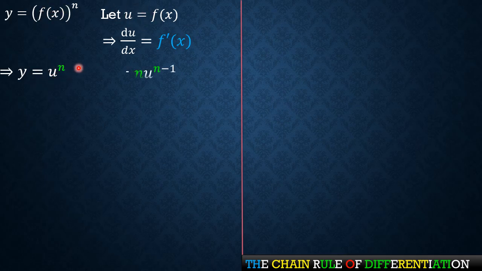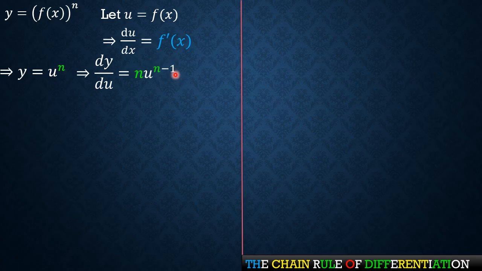Now dy by du becomes what, guys? We can apply the power rule. We simply multiply u with n and subtract 1 from the power. We are going to have n u raised to the power n minus 1.